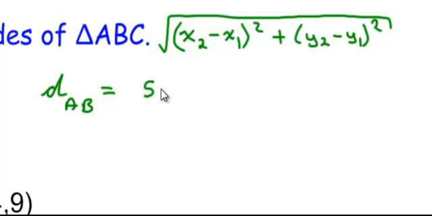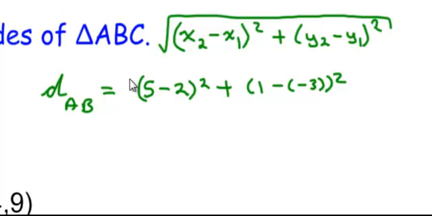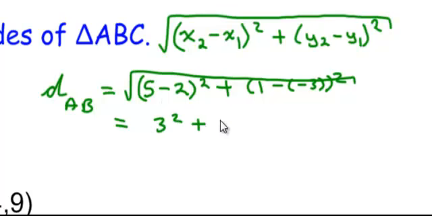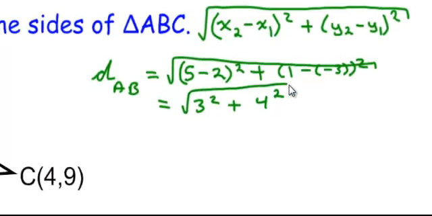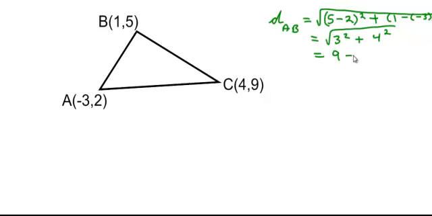Subtract the x's. 5 take away 2 and square it. Subtract the y's. 1 take away negative 3 and square it. Take the square root. 5 take away 2 is 3. I have to square it. 1 take away negative 3 is 4. I have to square that. 3 squared is 9. 4 squared is 16. 9 and 16 is 25. Square root of 25. Plus or minus 5, I'm going to take the positive answer 5.